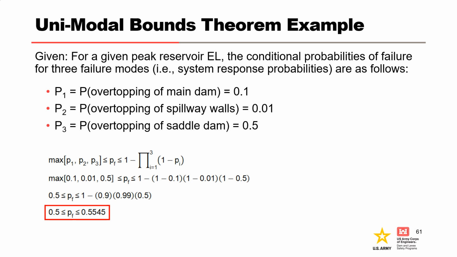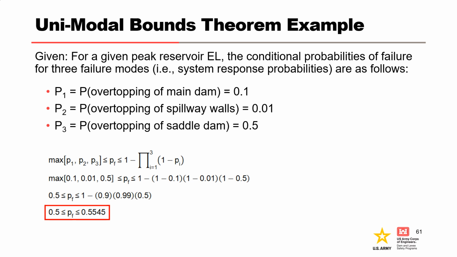In this example, we are given three system response probabilities from three different overtopping failure modes. The unimodal bounds theorem states the total probability will be somewhere in between the highest individual failure mode probability, which will be overtopping of the saddle dam, P3, and 1 minus the products of the event's complements, or De Morgan's rule. So we take 1 minus P1, 1 minus P2, and 1 minus P3, multiply them together, and subtract that product from 1 to calculate the upper bound of the total failure probability.